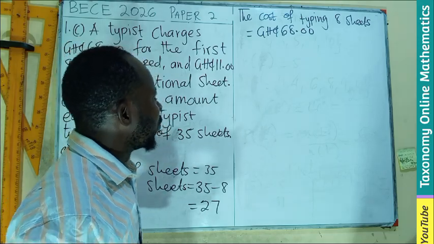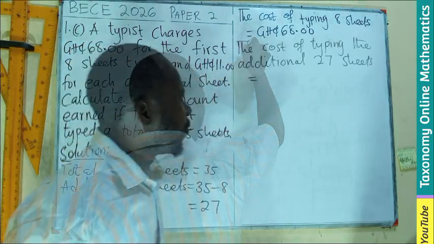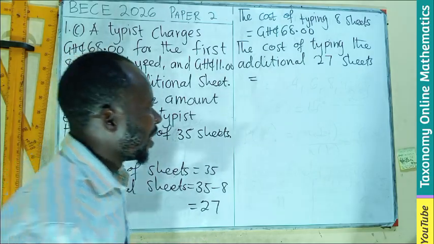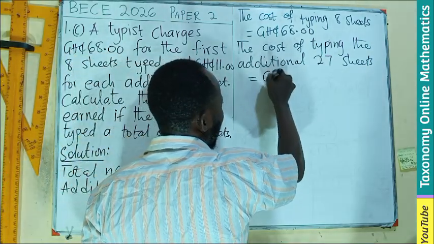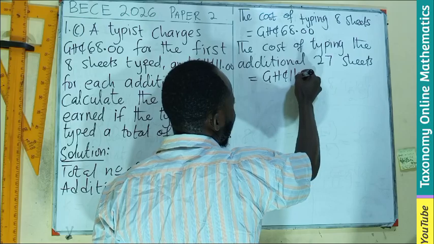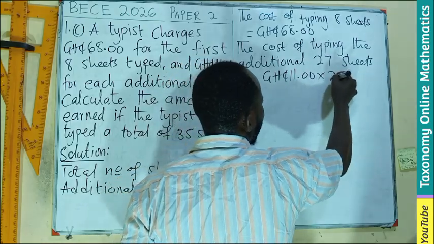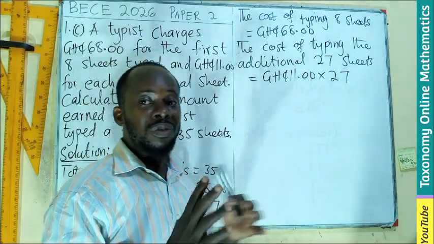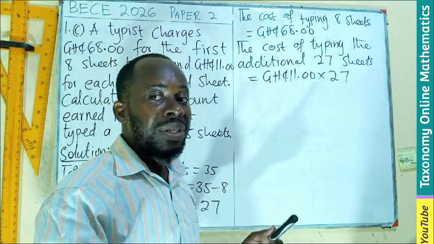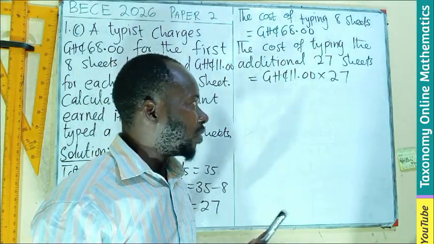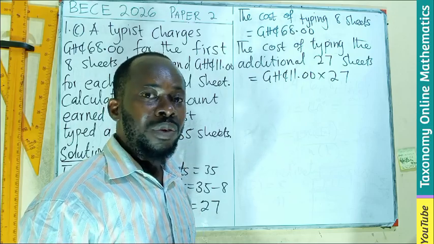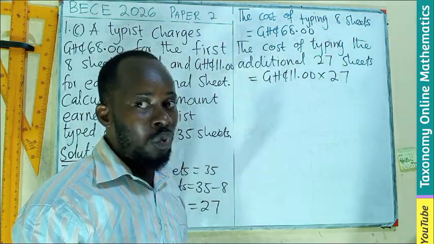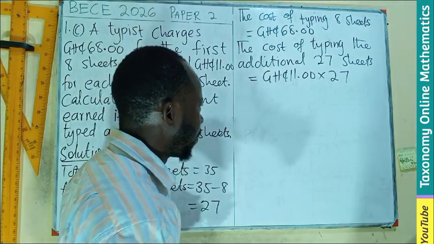Then we are going to find the cost of typing the additional 27 sheets, which is going to be 11 cedis multiplying 27. You can find various ways by which this multiplication can be done. We can do it using the lattice method. We can use the distributive property method. I'll only use one approach to get the answer.